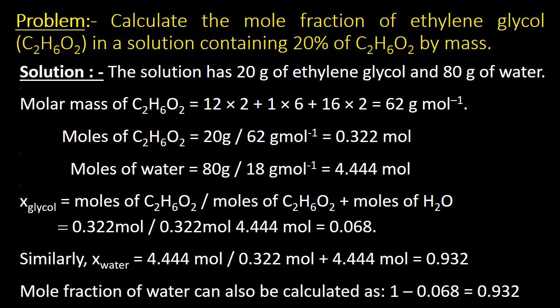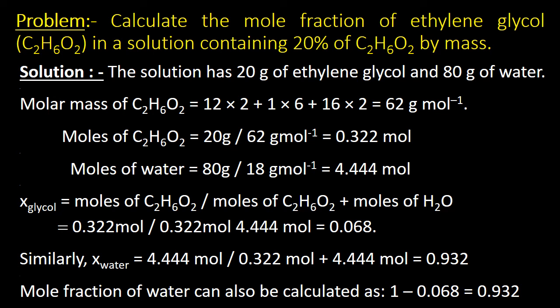The moles of water can be equal to 80 gram, that is mass of water is 80 gram divided by molar mass of water, which is 18 gram per mole. From the molecular formula we can calculate the molar mass of water, and the moles of water are equal to 4.444 mole. Hence mole fraction of ethylene glycol is equal to number of moles of ethylene glycol divided by number of moles of ethylene glycol plus number of moles of water, which is equal to 0.068. That is, mole fraction of ethylene glycol is 0.068.